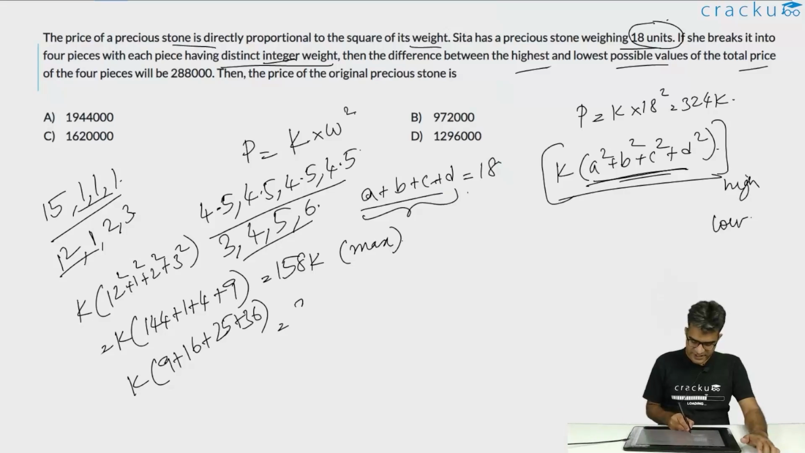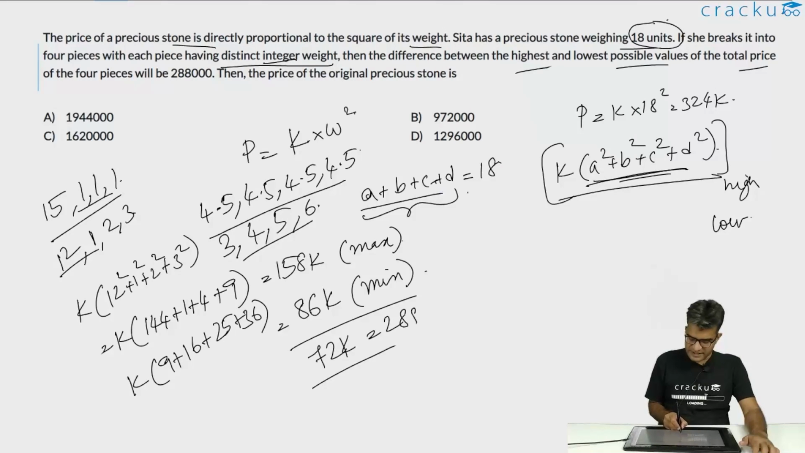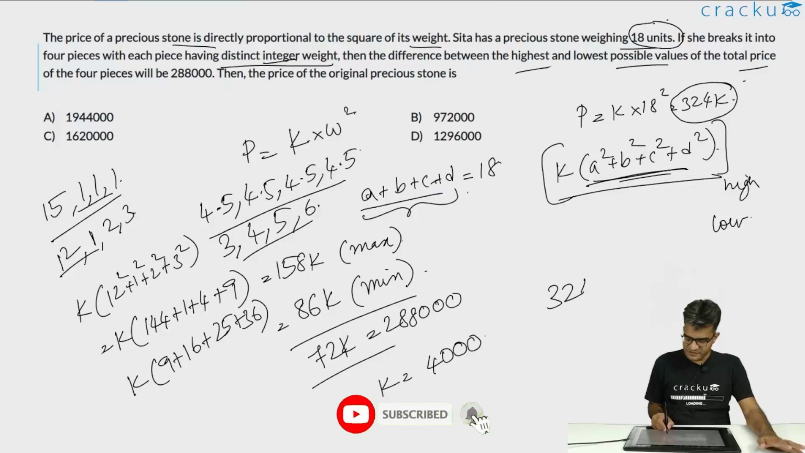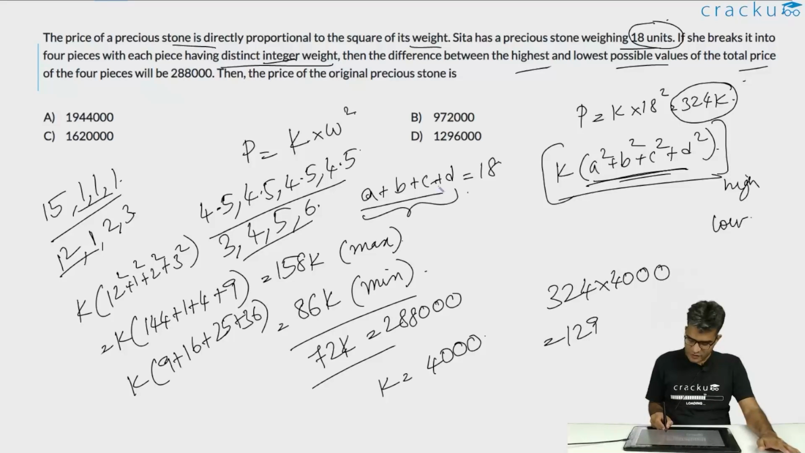This is equal to 86K. This is the minimum possible value of the sum of the squares. The difference between these two is 72K. This we are told is 2,88,000, or the value of K is equal to 4,000. What is the price of the original stone? The price of the original stone is 324K. So the price of the original stone will be 324 into 4,000, which is equal to 1296000, which is option D.